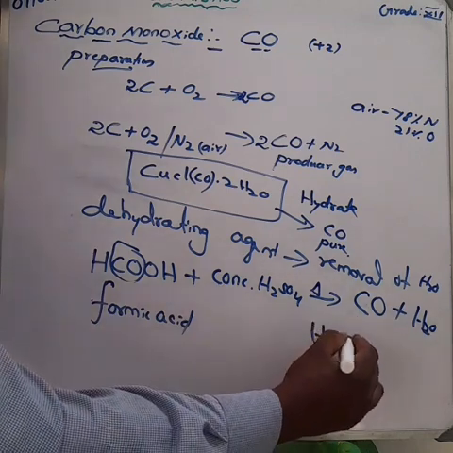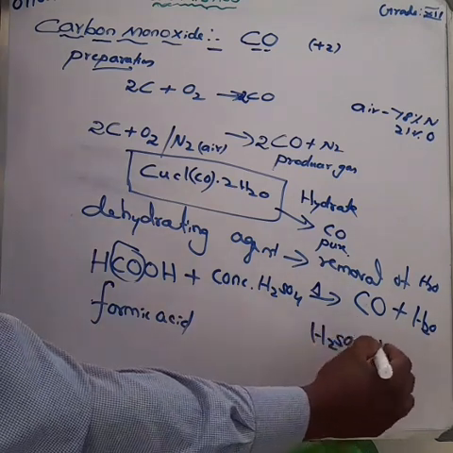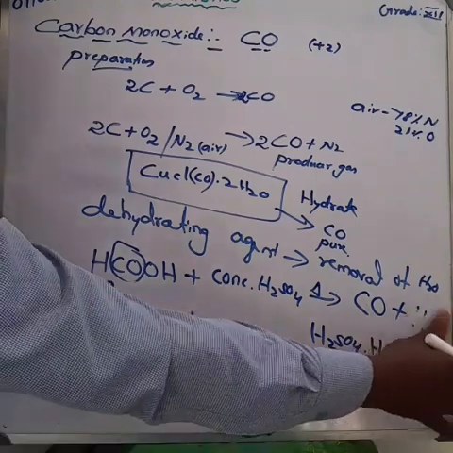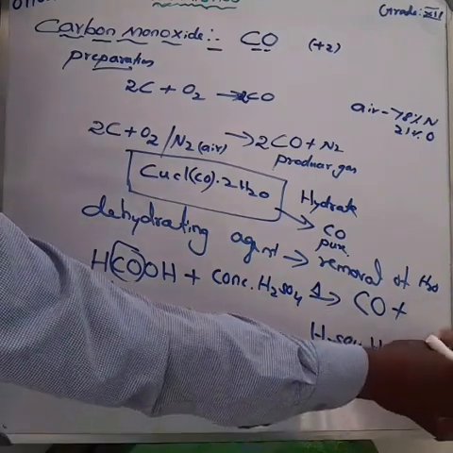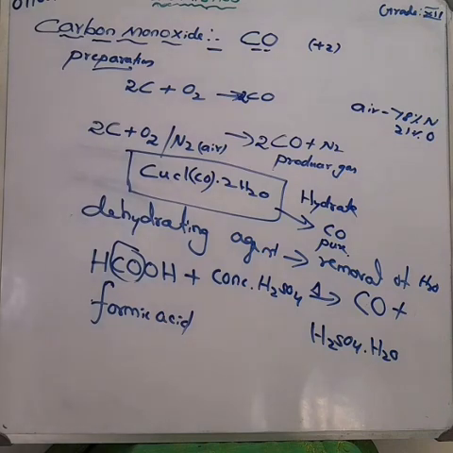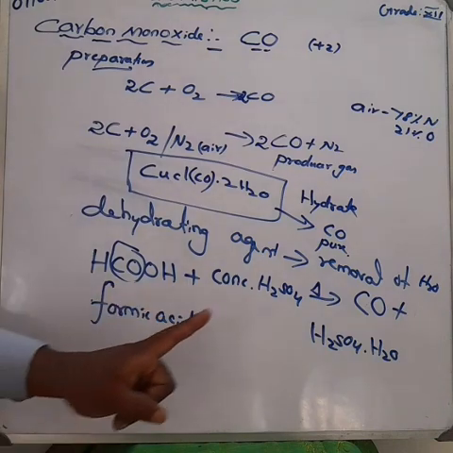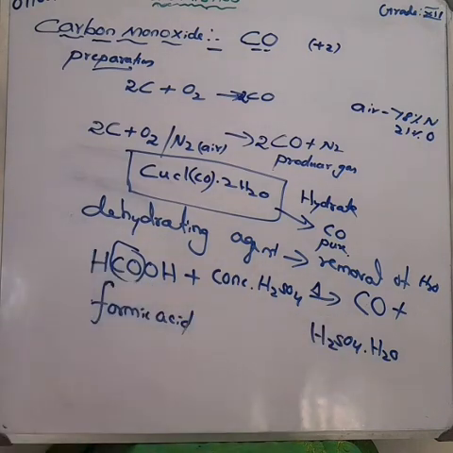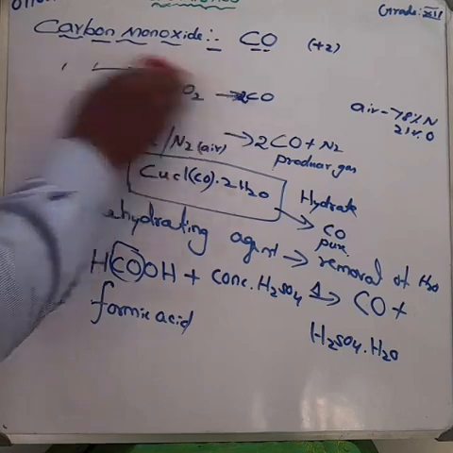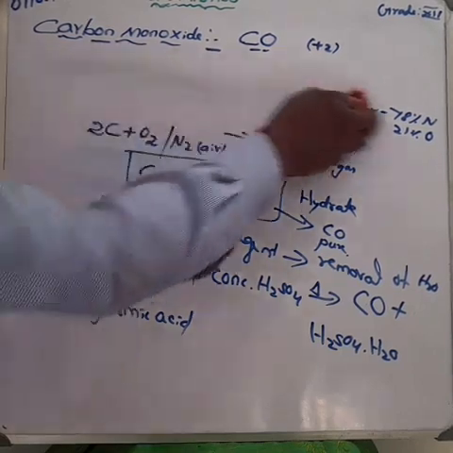Okay, so how can you write the equation? Formic acid, otherwise methanoic acid, reacts with sulfuric acid, and we get carbon monoxide plus sulfuric acid dot H2O. Anyhow, we have to discuss the properties of carbon monoxide.